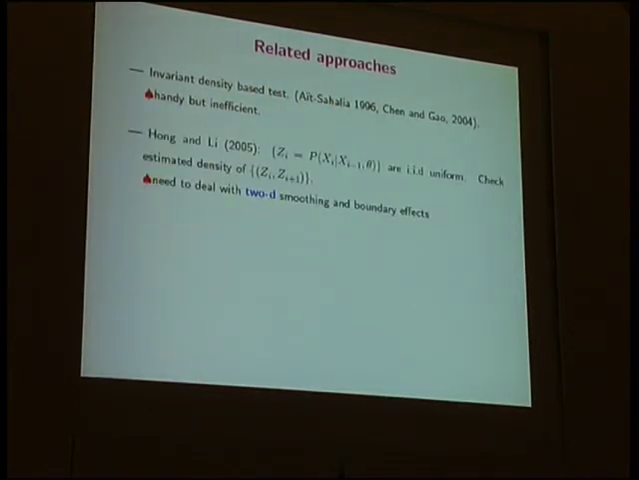Given the time I have here, I'm not going into any detail, but one thing that I would like to mention is a very simple idea by Yongmiao Hong and Haitao Li in 2005, published in the Review of Financial Studies. Their idea is very simple. If the null hypothesis is correct, and I apply the transform of my transition distribution, then my transformed random variable Zi should act like an independent uniform distribution, right?